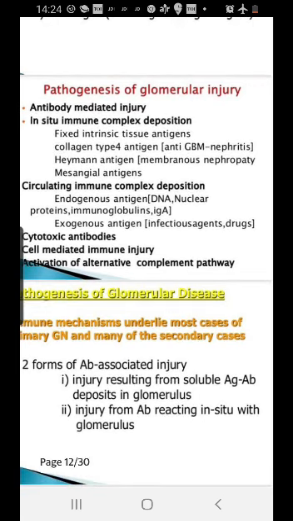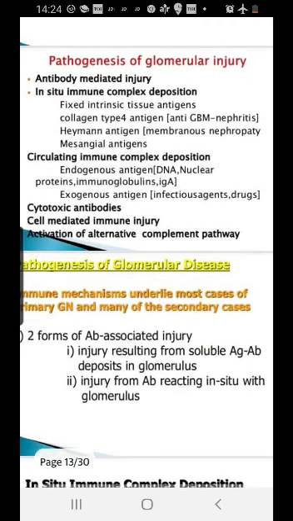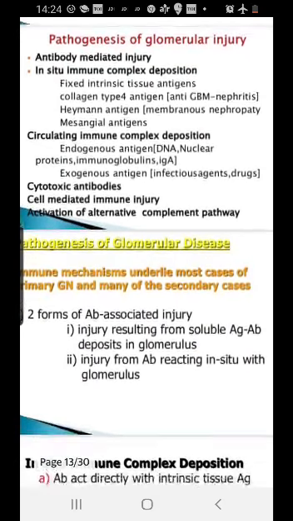Then we have the circulating immune complexes, in which there are endogenous antigens like DNA, nuclear proteins or immunoglobulins, or there are some exogenous antigens like infectious agents and drugs, to which antibodies will react and then they will go and deposit inside the kidneys. Then we have cytotoxic antibodies, CD8 cytotoxic cells, and then we have a cell-mediated immune injury which activates the complement system.